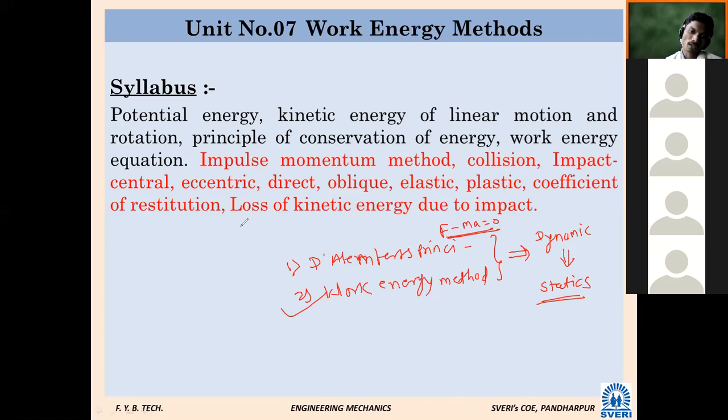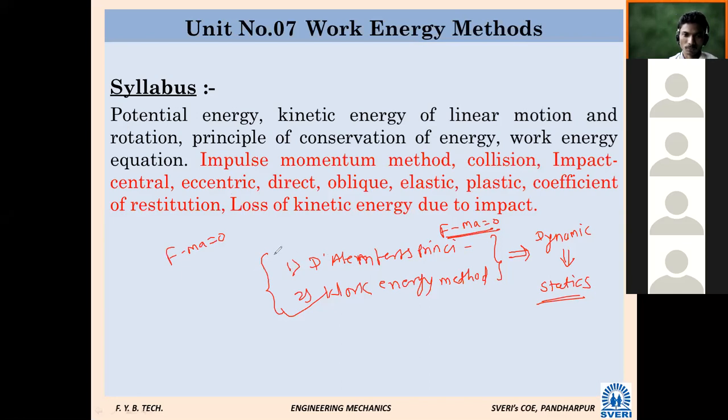D'Alembert's principle and work energy method, why is it used, or what is the importance of D'Alembert's principle and work energy method? What you will say? To convert the dynamic problem into static problem. And how we are converting by using D'Alembert's principle, F minus ma is equal to 0. And today we will see the work energy method. Again, it is very simple how to convert.